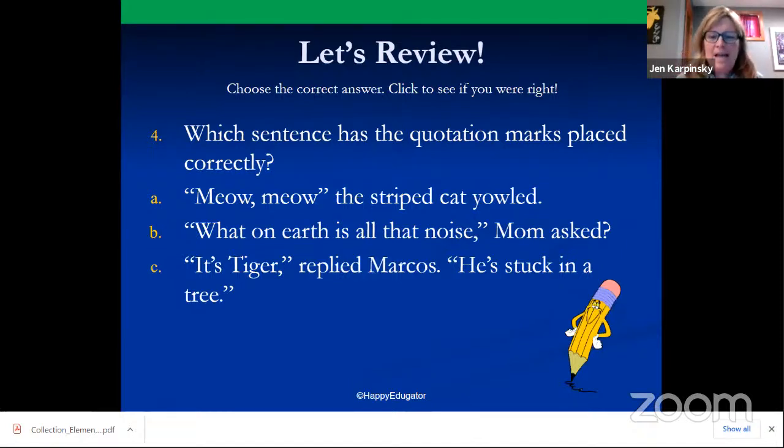"Meow, meow," the striped cat yelled. "What on earth is that noise?" Mom asked. "It's Tiger," replied Marcos. "He's stuck in a tree." What do you think? What is correct and what is not?